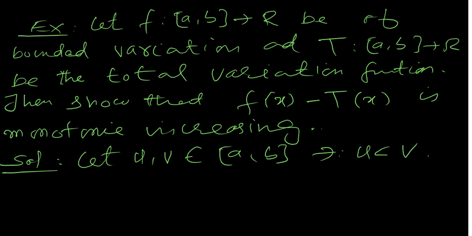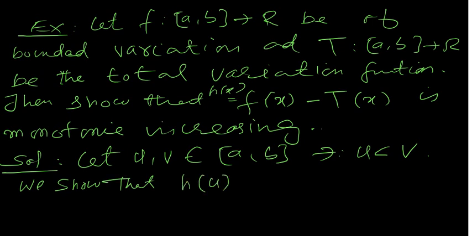Let's denote this function by say h, that is h of x. We'll show that h of u is less or equal to h of v. This we show, where h is equal to f minus t.